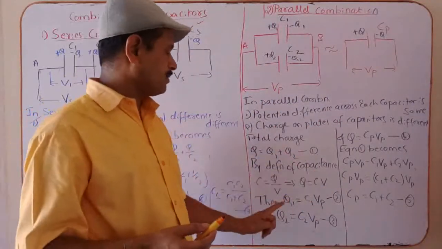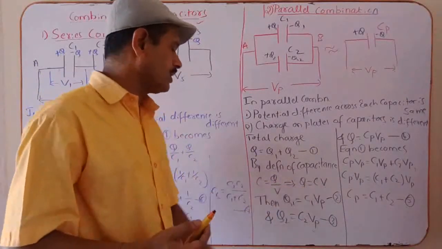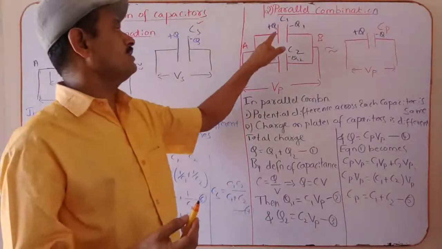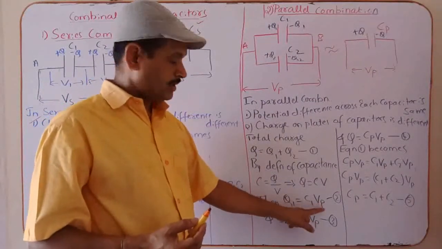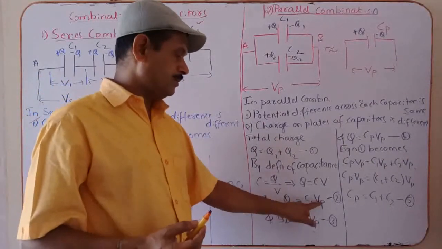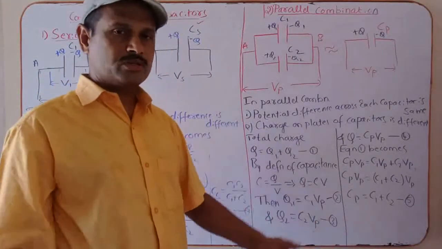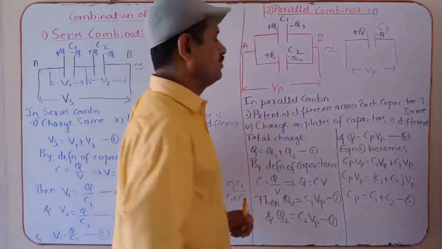By definition of capacitance, C is equal to Q by V. Already you know this one. Then Q is equal to what? CV. Then the charge in the first capacitor Q1 is equal to C1 into Vp, and the charge in the second capacitor Q2 is equal to C2 into Vp. Vp is common here. Why? Because the potential drop across each capacitor is the same. Now the total charge is equal to Cp into Vp.